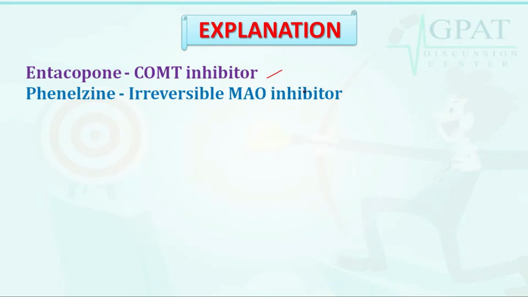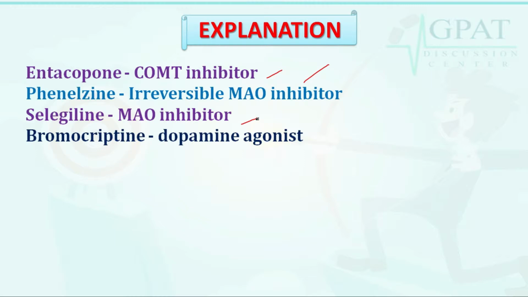phenelzine is an irreversible MAO inhibitor, salicylic is an MAO inhibitor, and bromocriptine is a dopamine agonist, which is what was asked in the question. So don't get confused in classification. Try to revise on time, because it is very helpful. In previous year question papers, various questions have been asked from the classification part. So students, make your classification strong, so you don't get confused in exams when you attempt the questions.